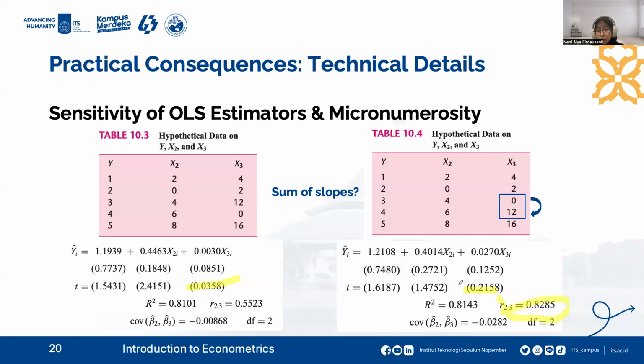So usually you can have this problem. As you can see here, the R squared is still the same, but in this case the coefficients are significant, and in the other case they are not significant. So that's the problem here.